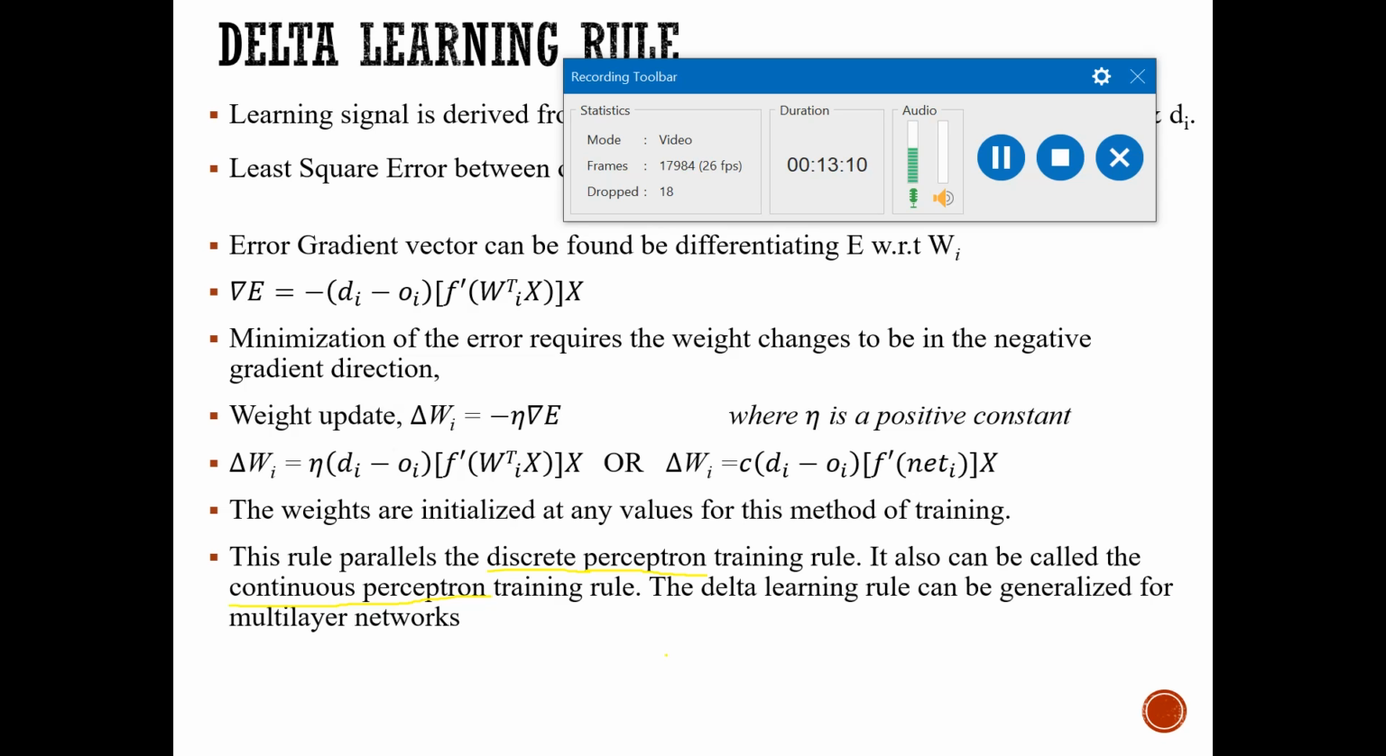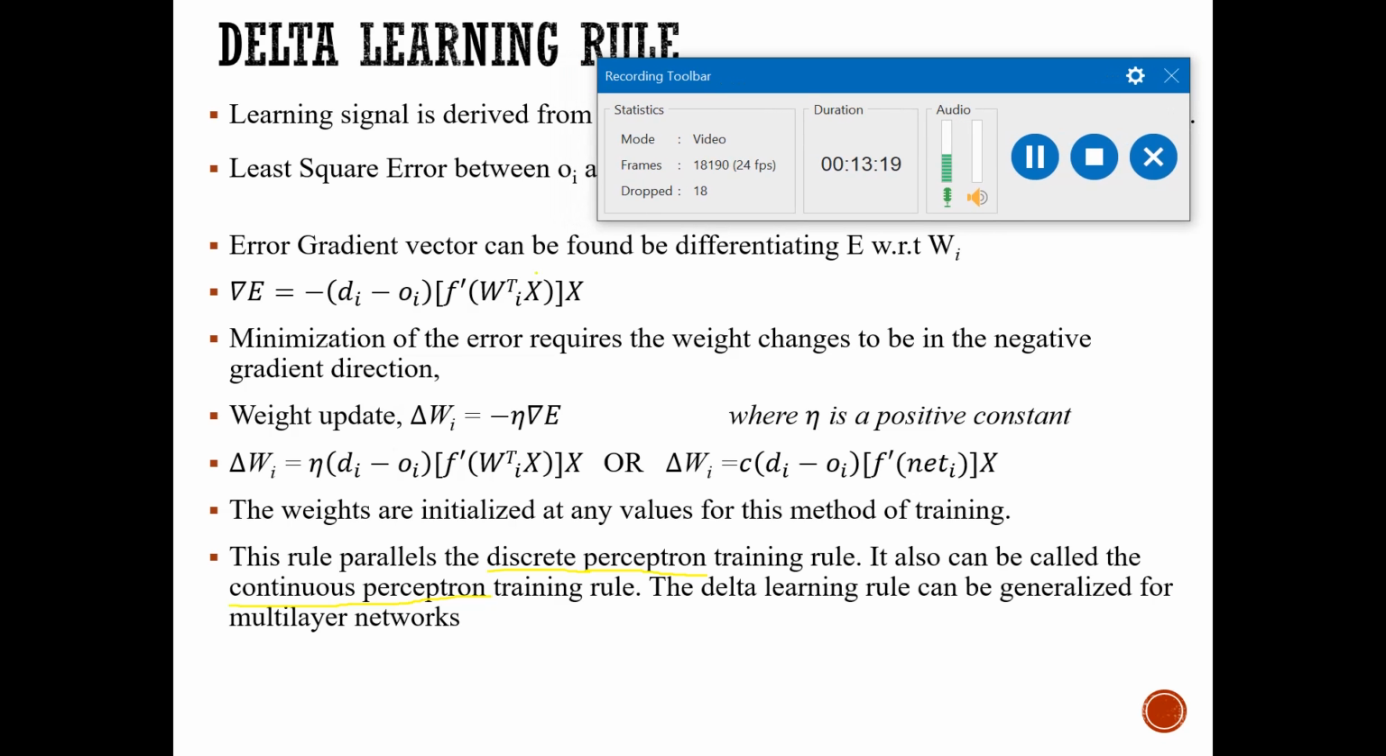That is in unit 2. But I hope you all have got my point why it is called the delta learning rule. It is called the delta learning rule because of this error gradient which is calculated here, with the equation del E, where you calculate the del operator of the error gradient. That is the reason it is called the delta learning rule. So now we shall go and solve a problem on the delta learning rule.